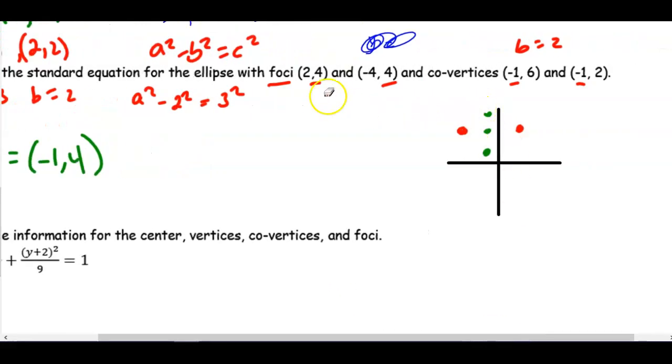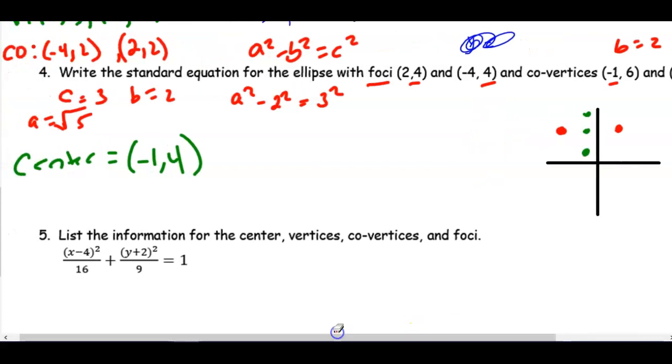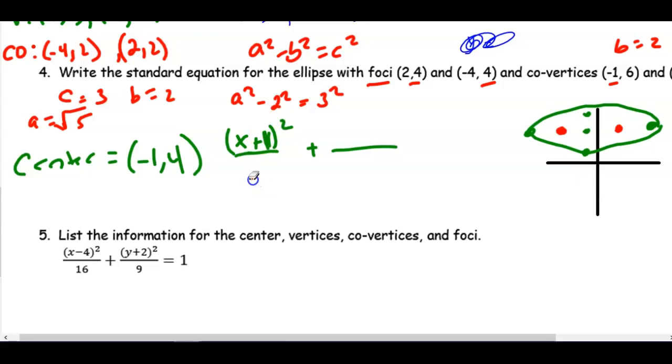Again, let me explain it. See where they intersect? This intersects at negative 1 along the x-axis, and this one intersects at 4 along the y-axis. That's my center, (negative 1, 4). So now it's an ellipse, and remember, this is the foci, so the vertices are out here somewhere. This is horizontal, it's longer than it is short. Because it's horizontal, x plus 1 squared, all over a goes first. So square root of 5 squared would be 5. And then y minus 4 squared all over b squared, which is 4, equals 1.